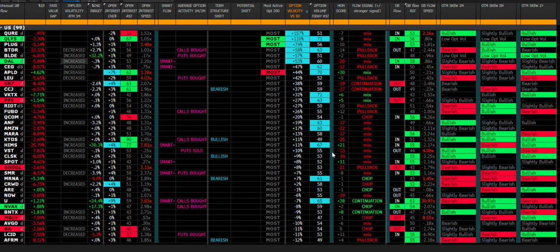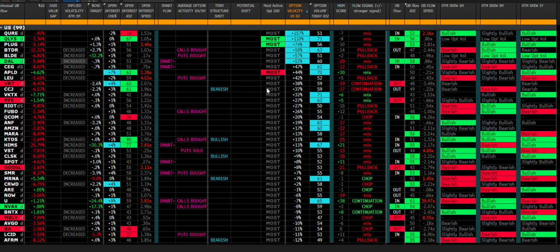So, most active options, 20 days, highlights stocks with the highest options volume in the last 20 days. Green means more buying, red means more selling. So what is the buying today? It's Quillis and Plug. And selling we have on APLD. All right, so that's kind of the colors that you can look at.